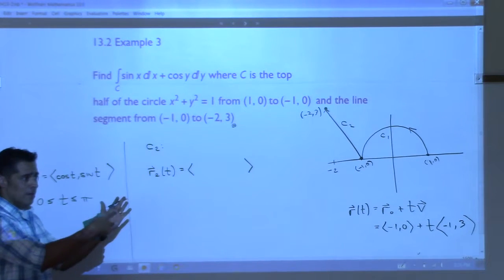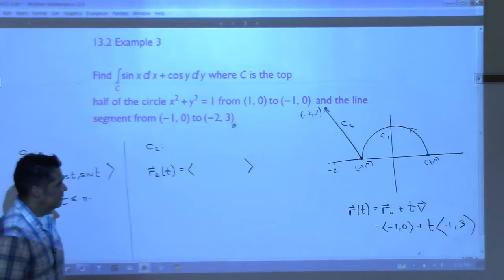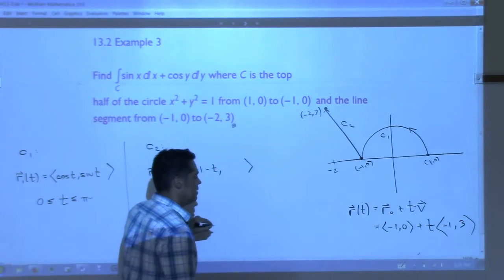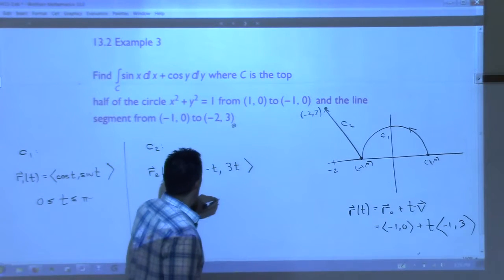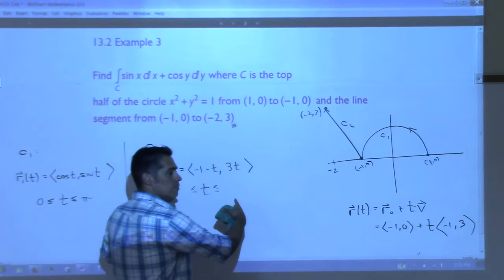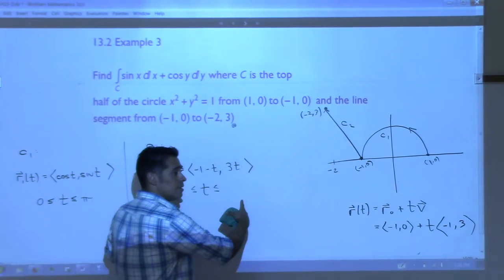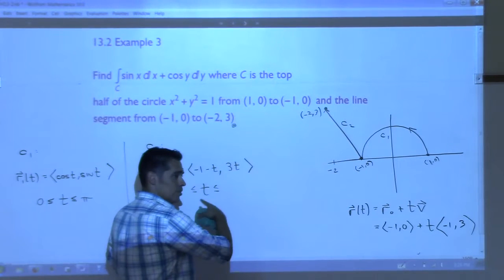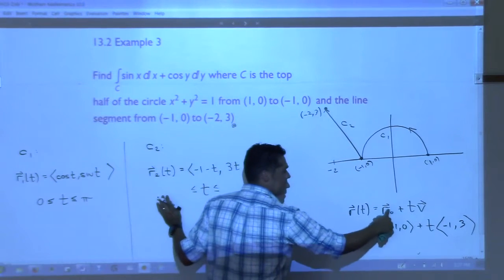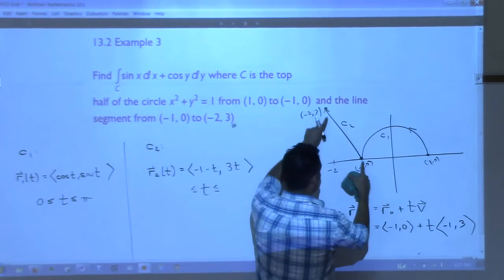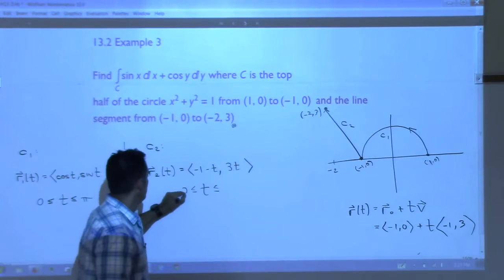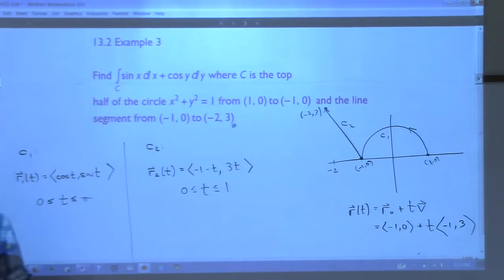Do you want to finish it? I mean, you're pretty much there. Negative 1 minus t, and then 3t. Okay, there we go. What's the restriction on t? Always going to be 0 to 1, as long as you do it the way that I just showed you. You always start with your initial point being here, and this vector is the vector connecting the two. If you do it that way, every single time it'll go from 0 to 1. Okay? All right. We happy?